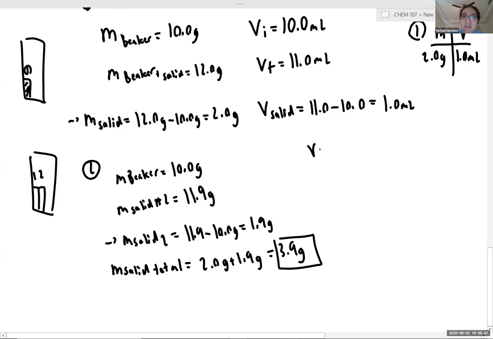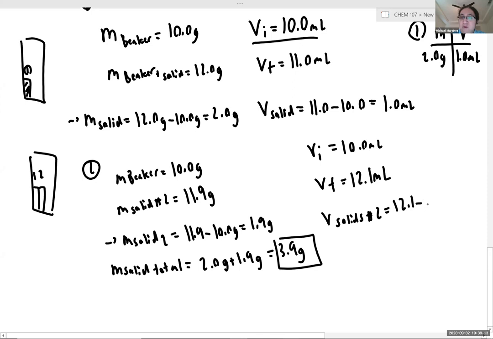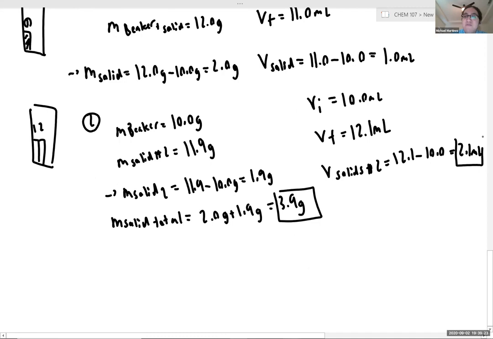Now for our volume. So my volume initial is the same as my first trial. It's 10.0 milliliters. And I measure my final volume this time to be 12.1 milliliters. So then the volume of my solids for trial number 2 would be 12.1 minus 10.0, which gives me 2.1 milliliters. Okay, so I have my data from trial 2.